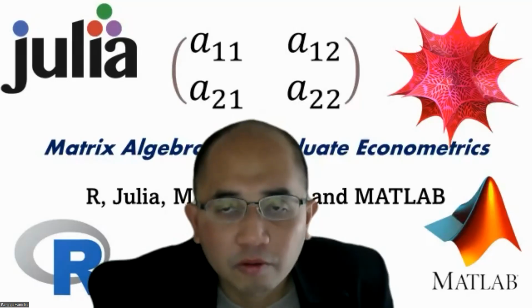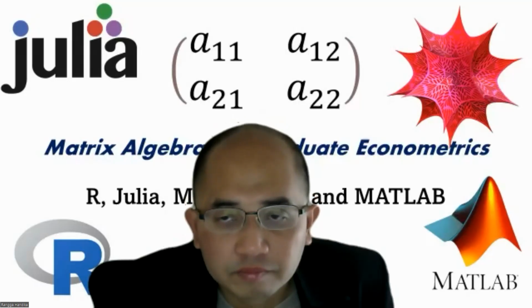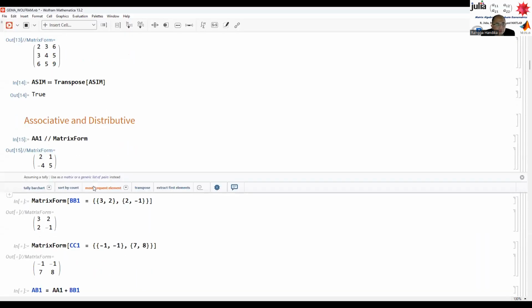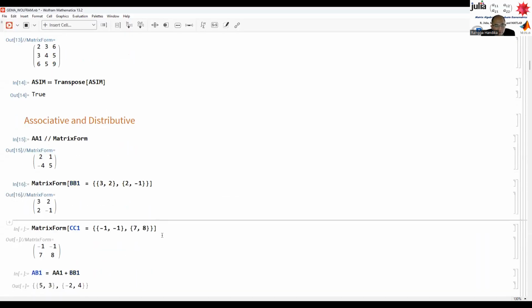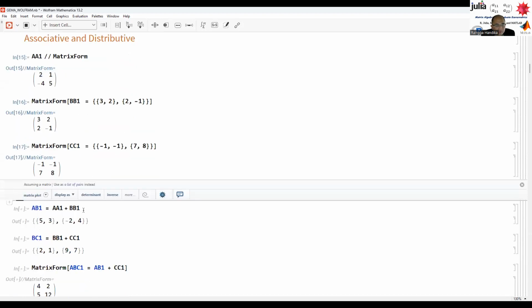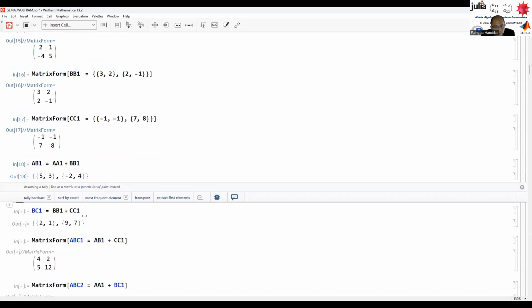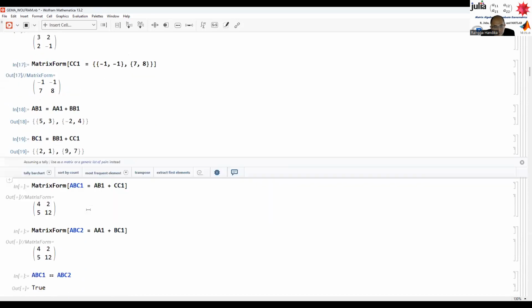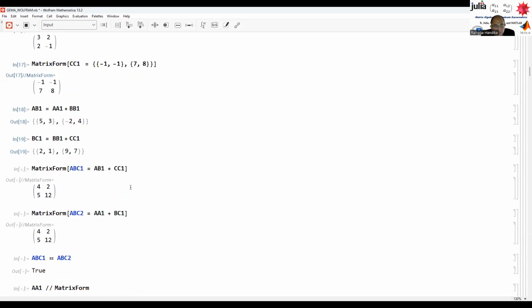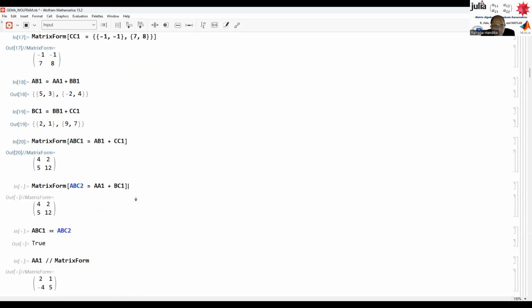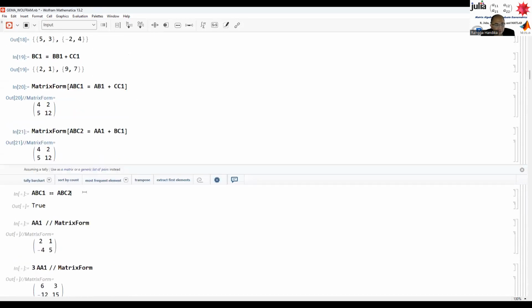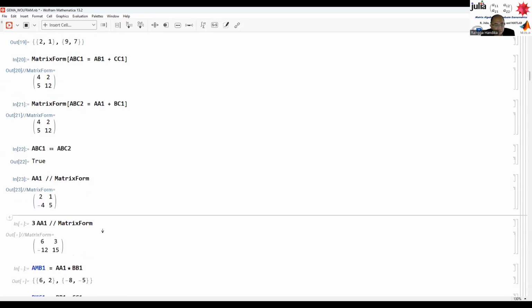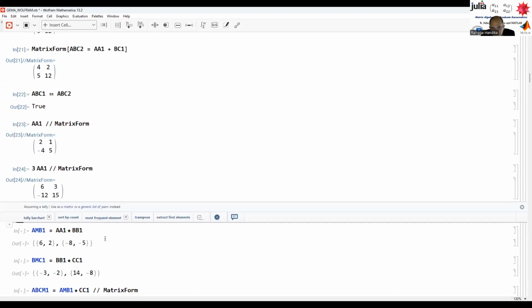And then how we implement in the Wolfram. Okay, so you can see here, associative and distribution. You can see this is the code. Okay, BB1, BBC. So let's see, AB equals A plus B, BC equals B plus C. So AB plus C should be equals A plus BC. You can check. Okay. The next is the multiplication of matrix with the scalar.